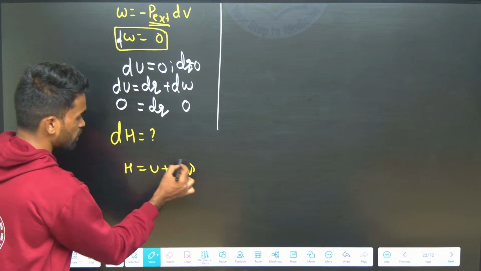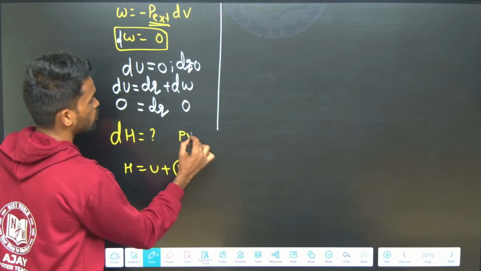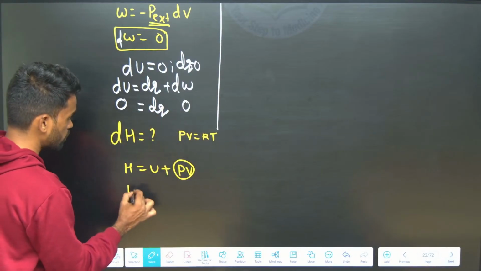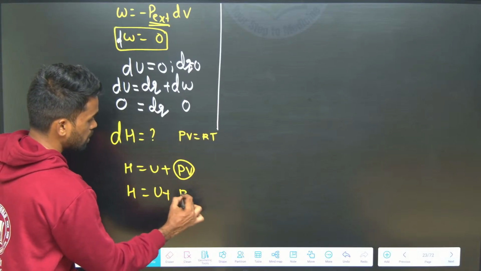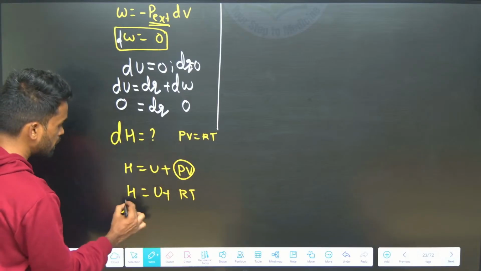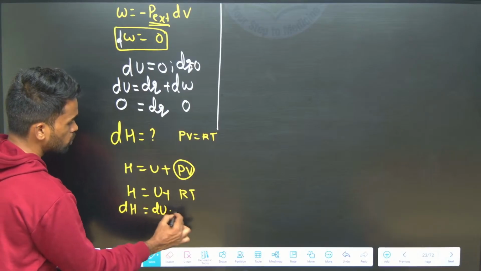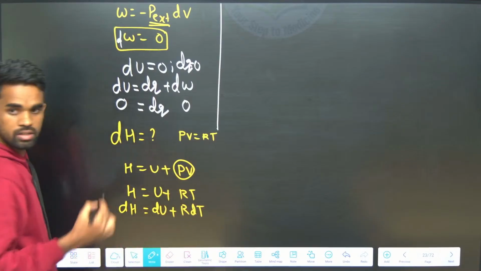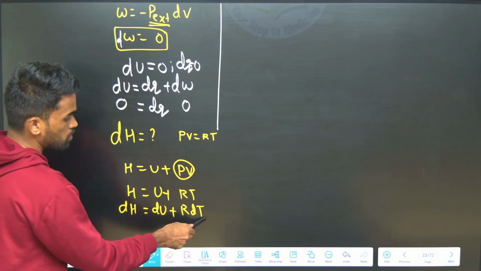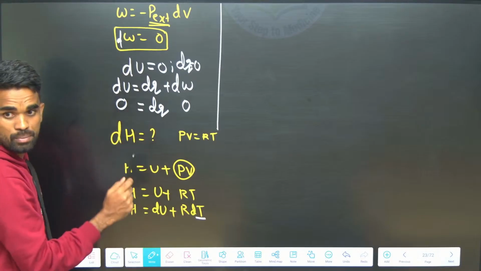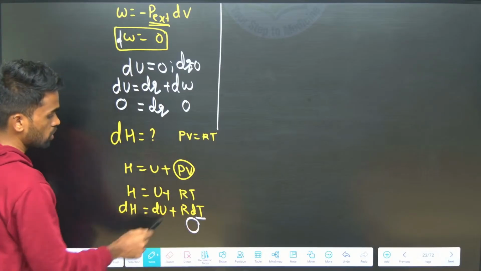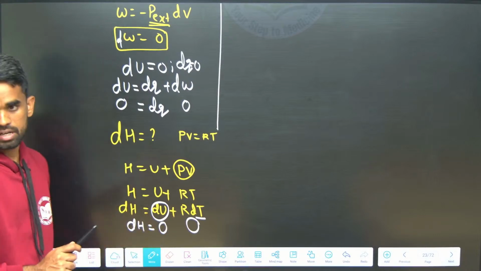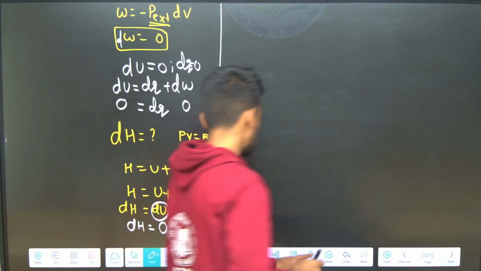Now instead of writing PV, for an ideal gas, PV equals RT, the ideal gas equation. So in the place of PV I can write RT. So dH equals dU plus R, a constant, into dT. Now in an isothermal process the change in temperature is 0, so this value becomes 0. The internal energy change is already 0, therefore dH will be 0. Remember these things. Okay, next.